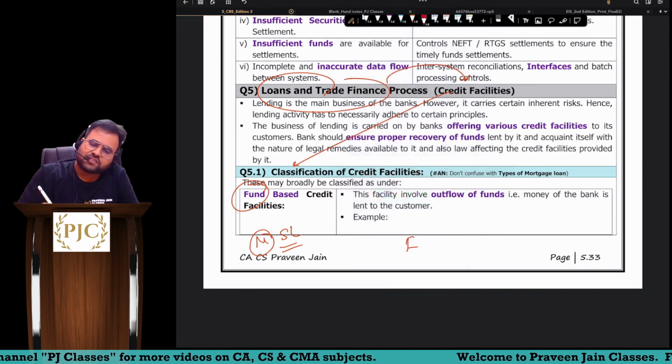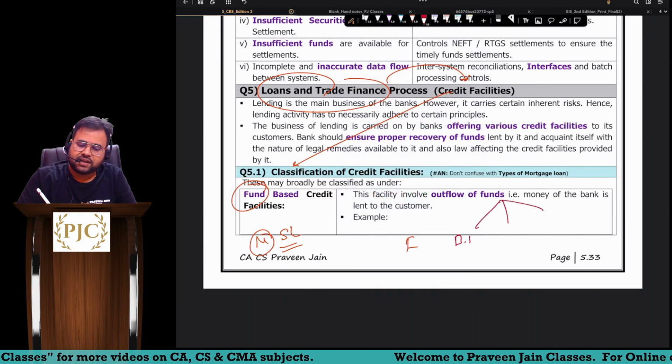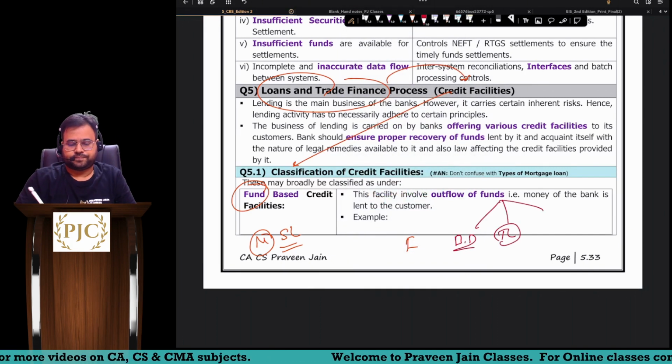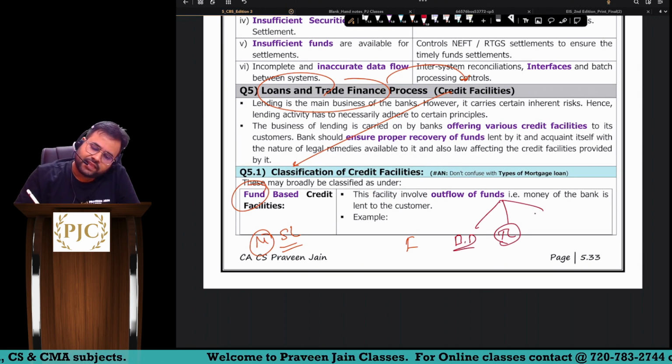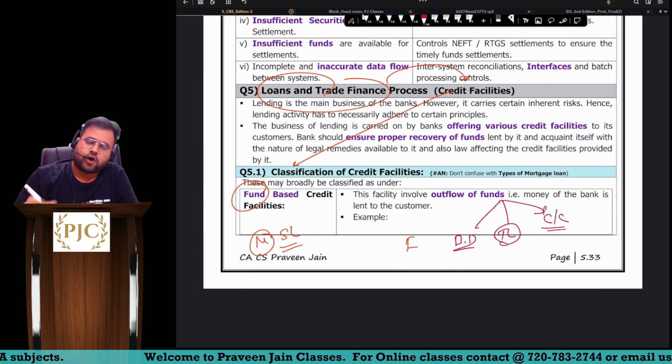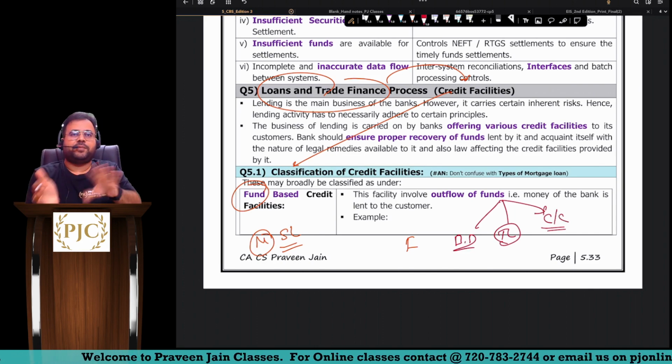Now among fund based credit facilities, you can have something called bill discounting, you may have a term loan. Term loan means a loan taken for a specific time limit, and then you have something called an overdraft facility or cash credit. So this is fund based, non fund based, sir.